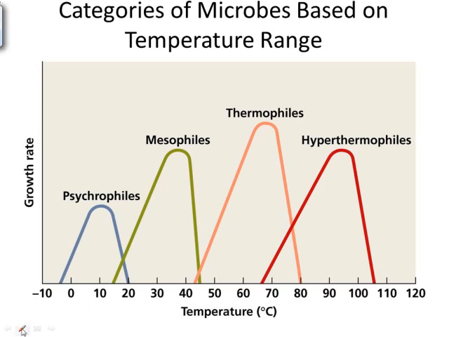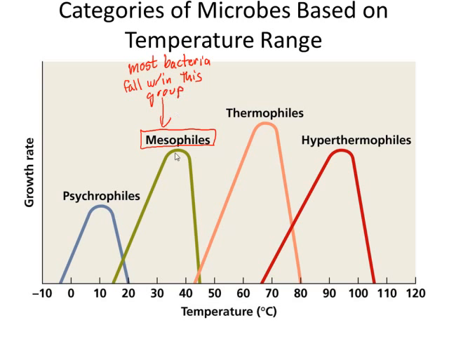Now, we can often classify bacteria based on their optimal growth temperatures. I want you to learn these 4 groups. I'm going to start here with mesophiles. And the reason I'm starting here is because most bacteria fall within this group. So let's define what a mesophile is. A mesophile represents a bacterium that grows best at 37 degrees Celsius. That's optimal.